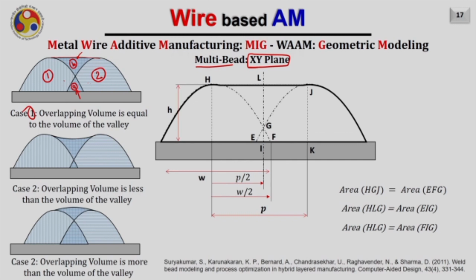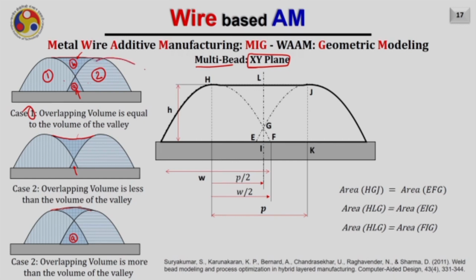However, if the overlapping volume is less as compared to the volume of the valley, in that case you will have the final bead shape or the final layer shape having a concavity like this. Although if the overlap is more, the overlapping volume is more as compared to the volume of the valley, in that case you will find a bulge kind of shape at the top. So the optimality is when the overlapping volume and the volume of the valley are equal.